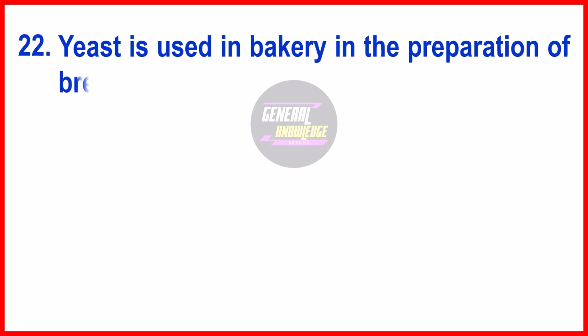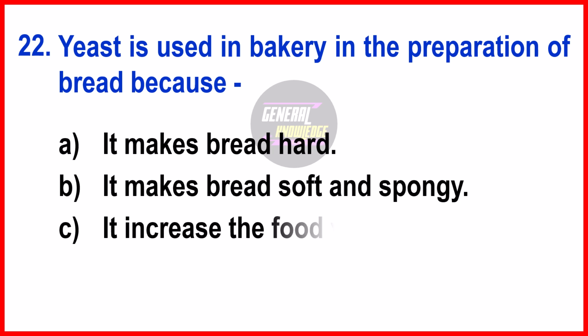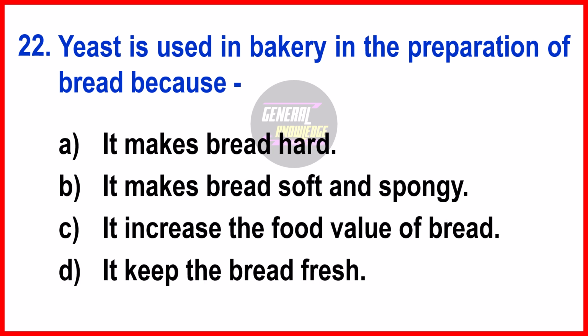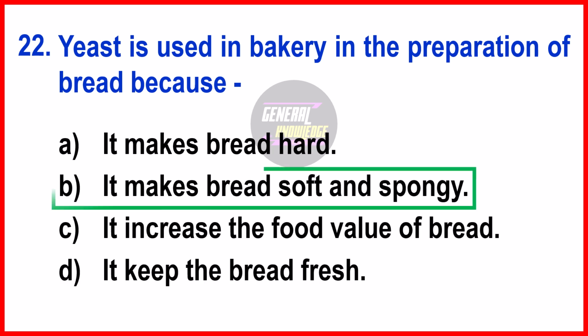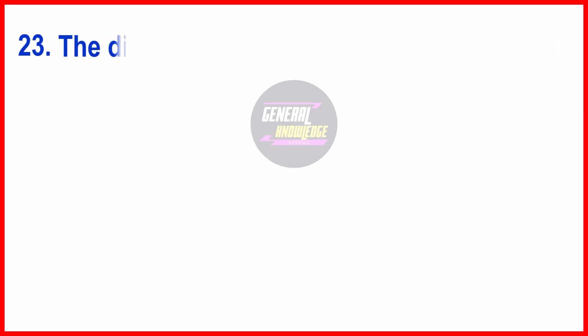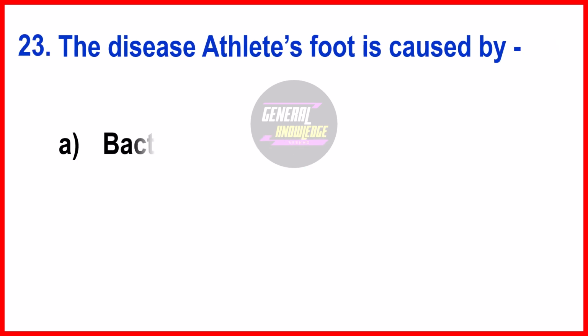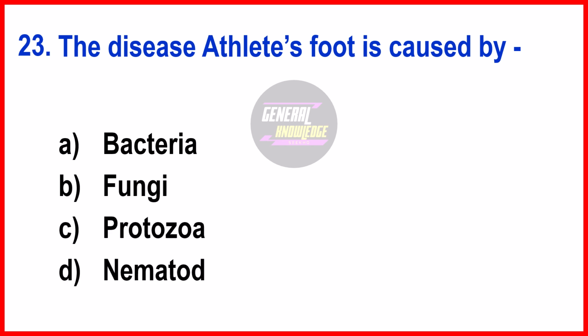Yeast is used in bakery in the preparation of bread because, the right answer is option B, it makes bread soft and spongy. The disease athlete's foot is caused by, the right answer is option B, fungi.